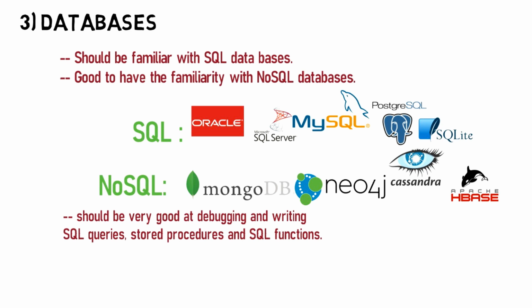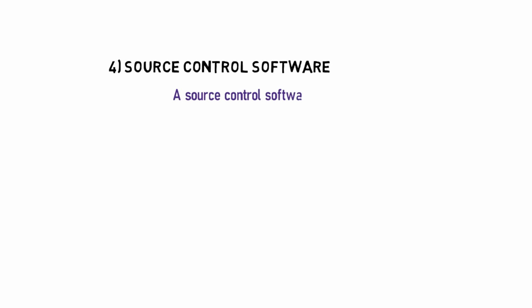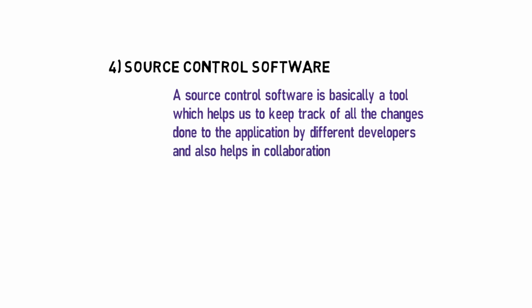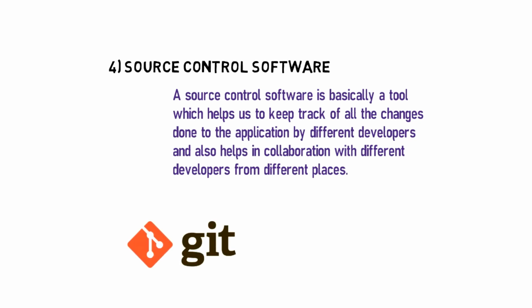As part of the next skill, you have to be familiar with using at least one source control software. A source control software is basically a tool which helps you to keep track of all the changes done to the application by different developers, and also helps in collaboration with developers from different places. Some of the popular version control tools are Git, CVS, and Microsoft TFS.